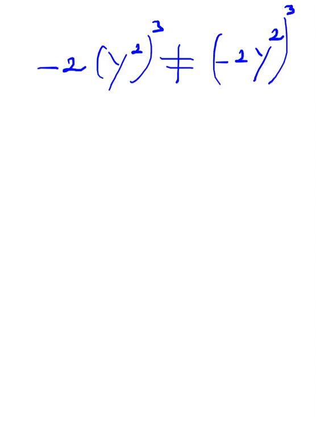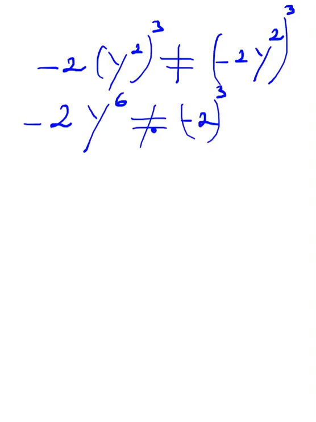Now, that's a difference, of course, because in the second one, the 3rd power will be distributed to the y squared and negative 2. And in the first one, the 3rd power is for y squared only, not for negative 2. So negative 2 is excluded. It's not inside parentheses. So here it's going to be negative 2 times y to the 6. 2 times 3 is 6. And here will be negative 2 to the 3rd times y to the 3rd.